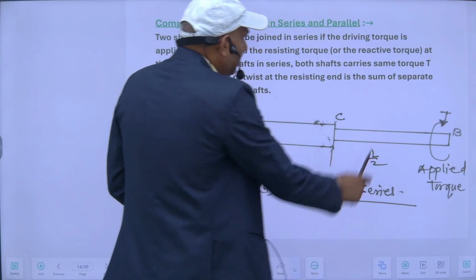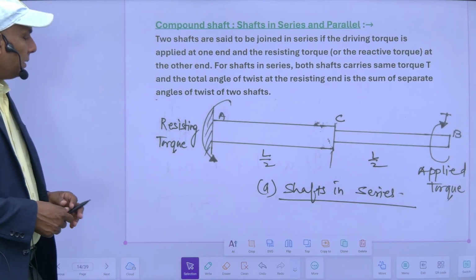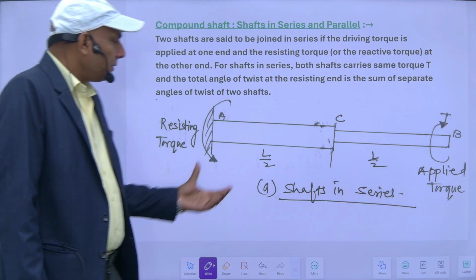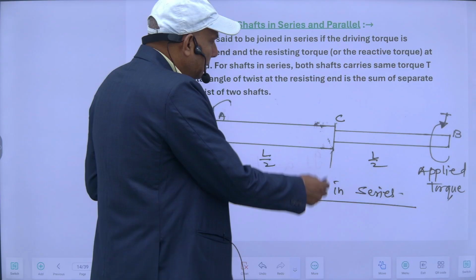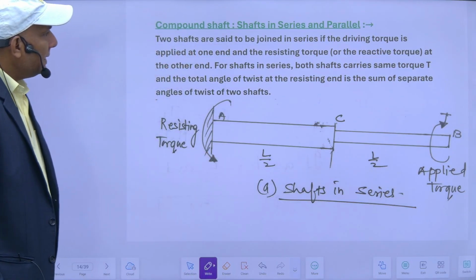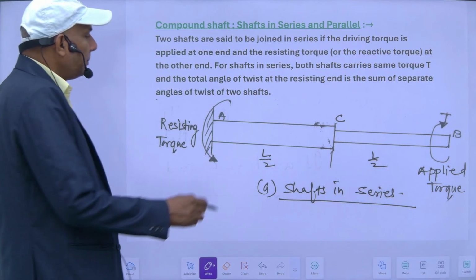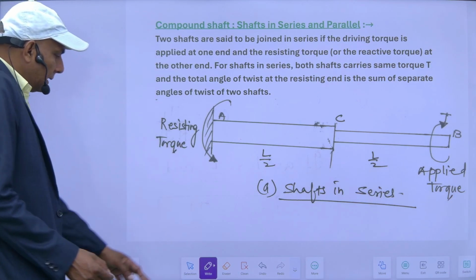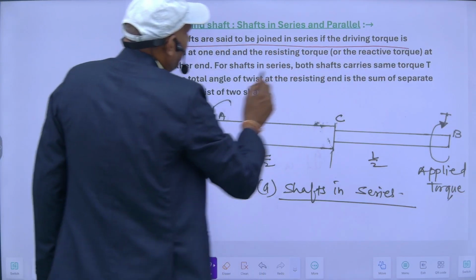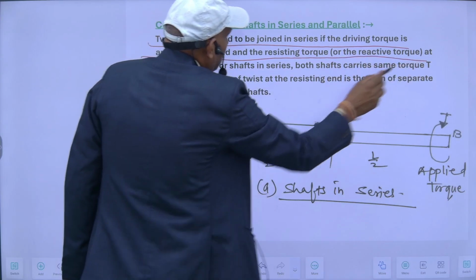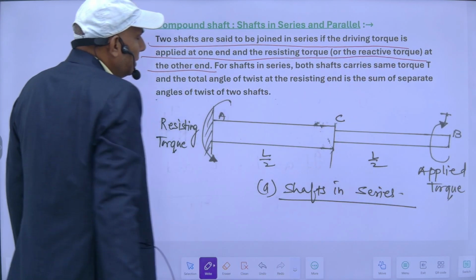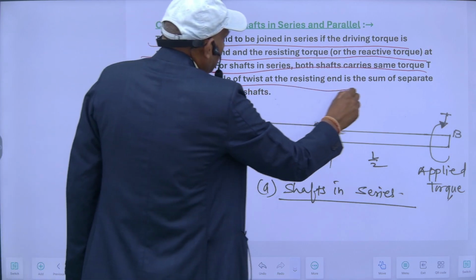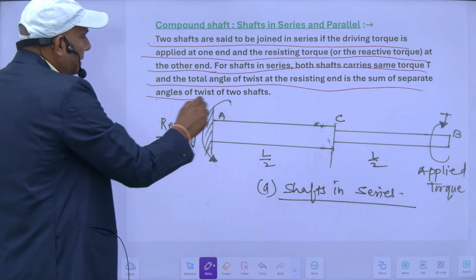Let's take another case, the composite shaft, or compound shaft. Compound shaft means I have two shafts, with lengths say half of this. Two shafts are said to be joined in series or parallel. Whether they are in series or in parallel, two shafts are said to be joined in series if the driving torque is applied at one end and the resistant torque or the reactive torque at the other end. For shafts in series, both shafts carry the same torque and the total angle of twist at the resisting end is equal to the sum of the separate angles of twist.